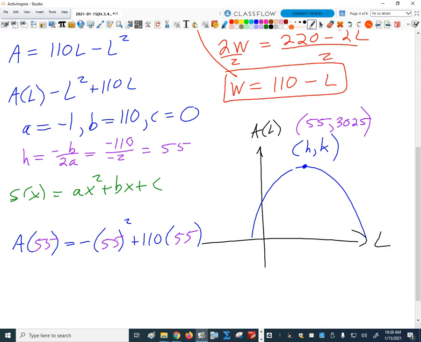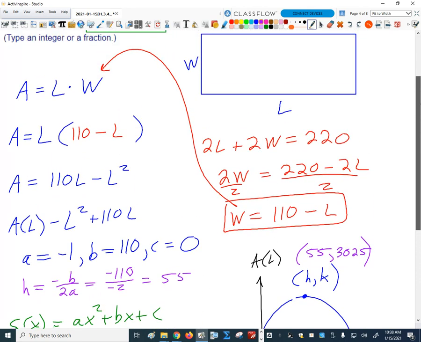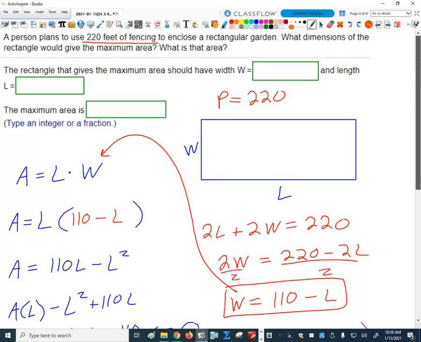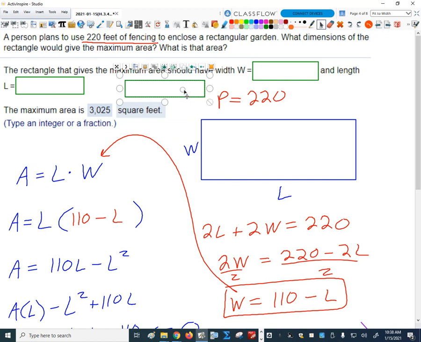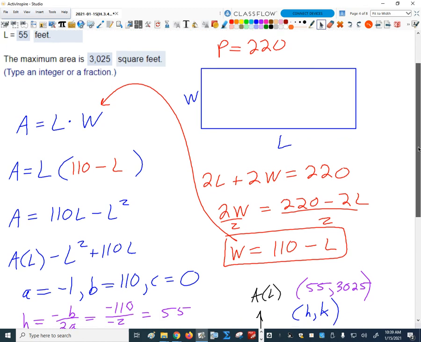Okay, so that gives me some information, doesn't it? It's telling me what the value of my maximum area is, 3,025. It's telling me what L is. The only thing I'm missing is W. How do I go back and find W?